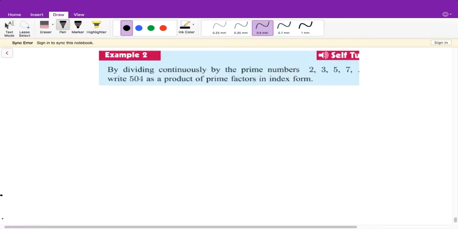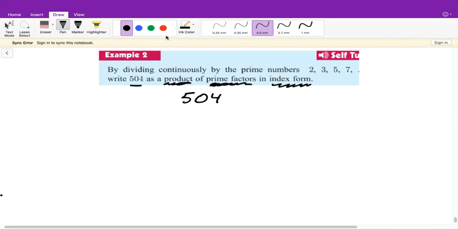All right, so the last thing that we have to do is we have to write a number, in this case 504, as a product, meaning multiplying prime factors, so numbers that are only divisible by 1 and itself, in index form, meaning raised to a power. So the way I'm going to suggest you do this is to make a factor tree.